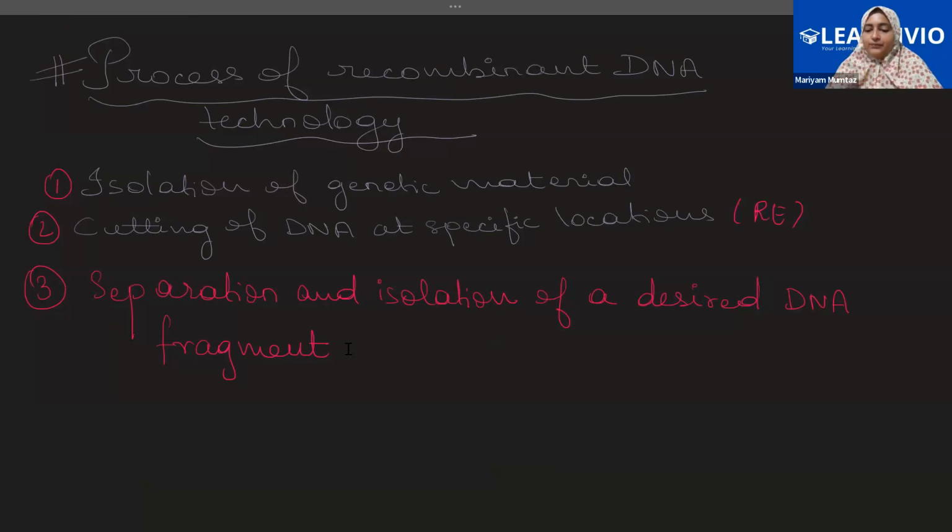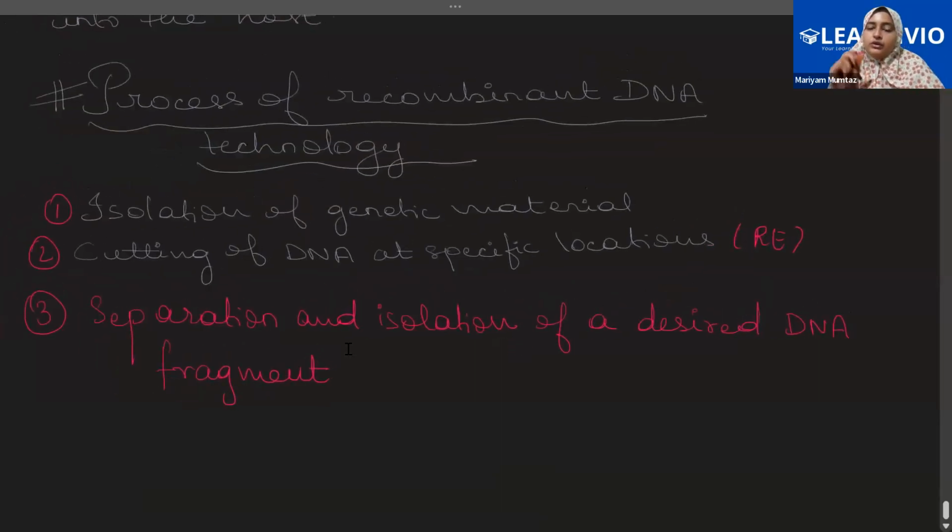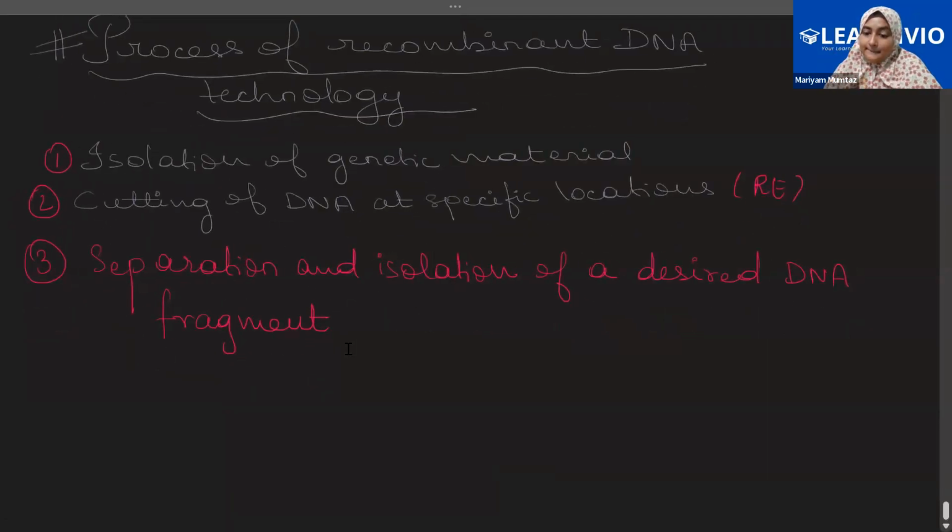genetic material. Okay. And you know that, okay, where is the genetic material present, students? Nucleus. But if I talk about prokaryotes, tell me in case of prokaryotes, where is the genetic material present? Where is the prokaryotic genetic material present?